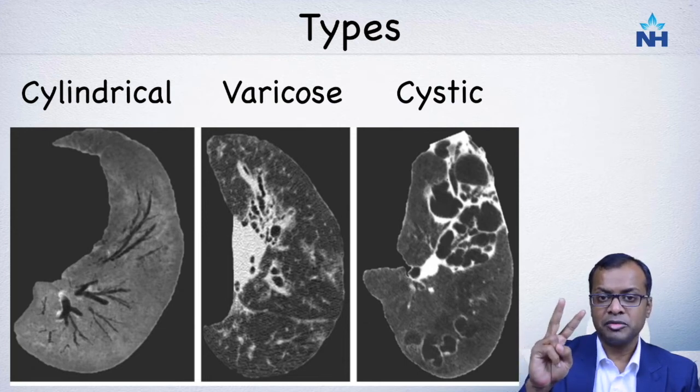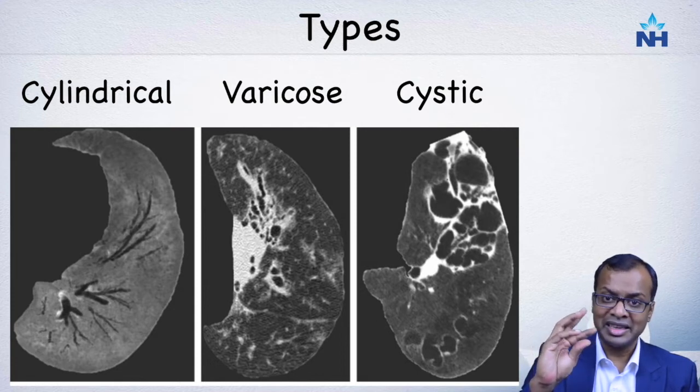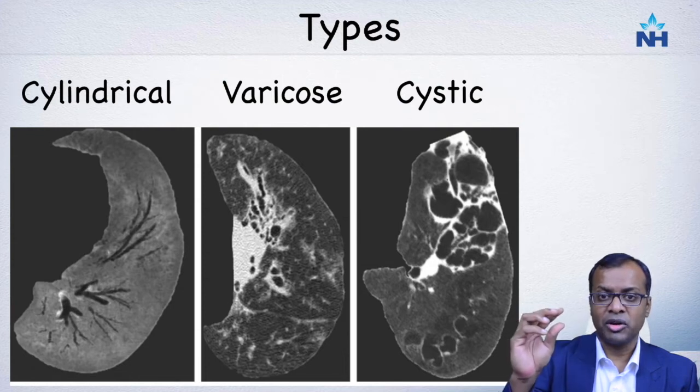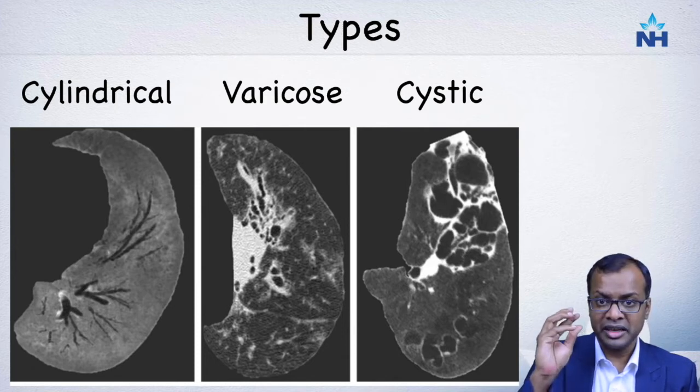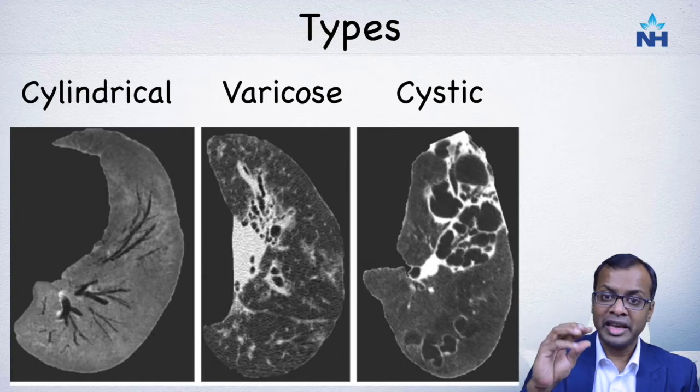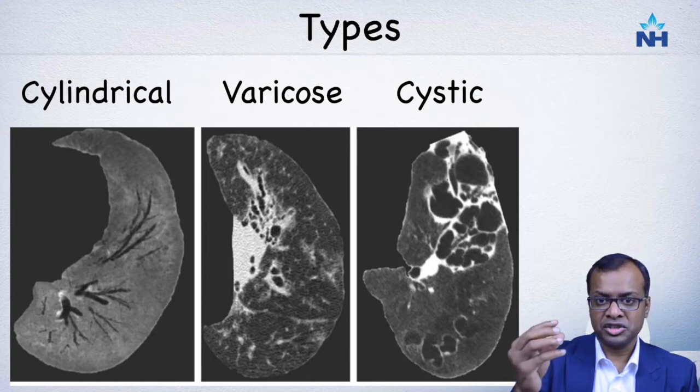The second type of bronchiectasis is called varicose bronchiectasis. Varicose bronchiectasis is basically irregular dilatation of the bronchi. Some areas are very much like cylindrical, while some areas are tortuous. These tend to be associated with areas of fibrosis or areas of post-infective change.